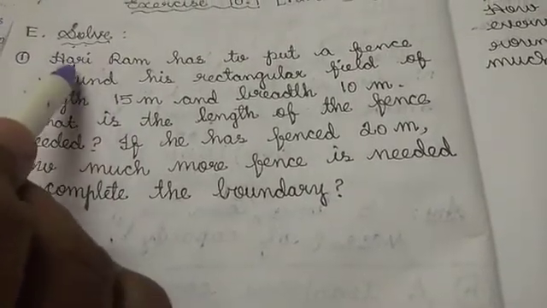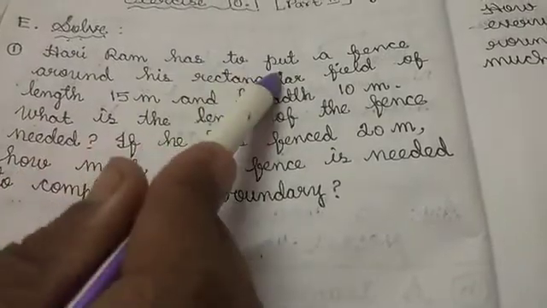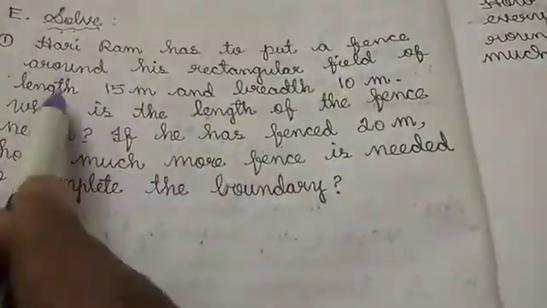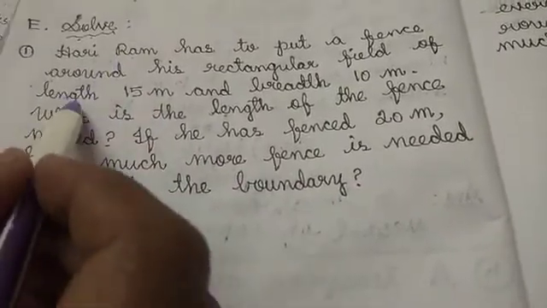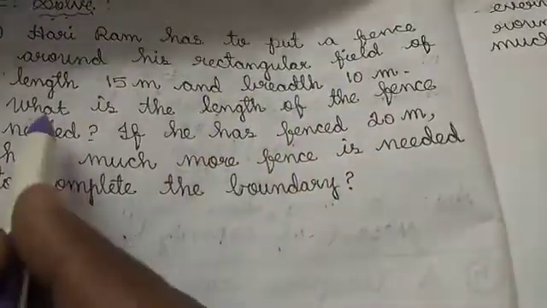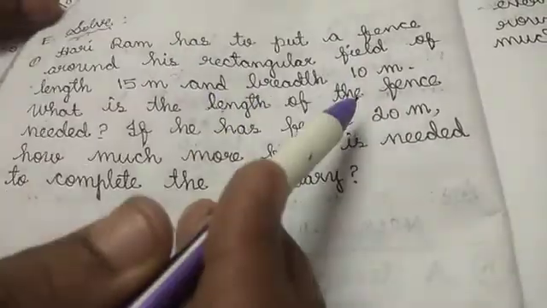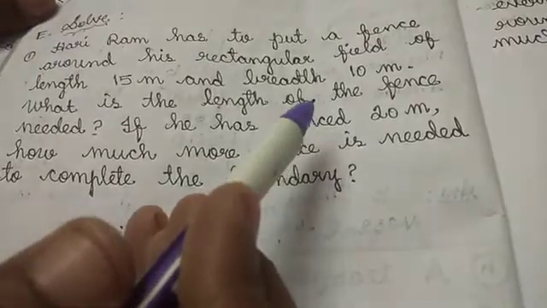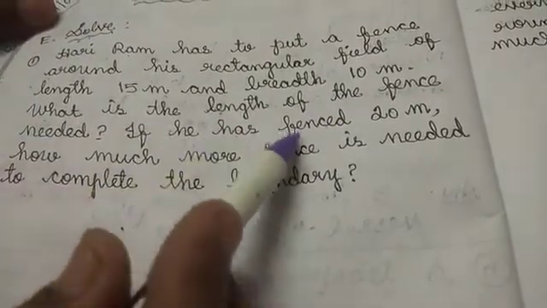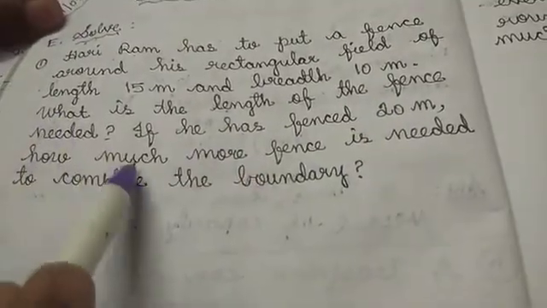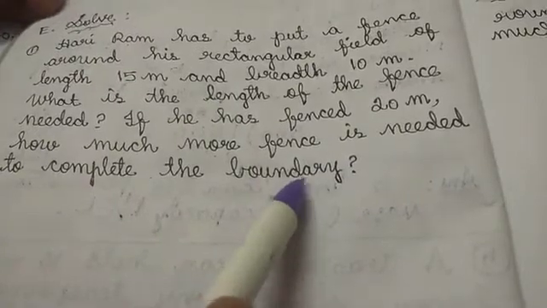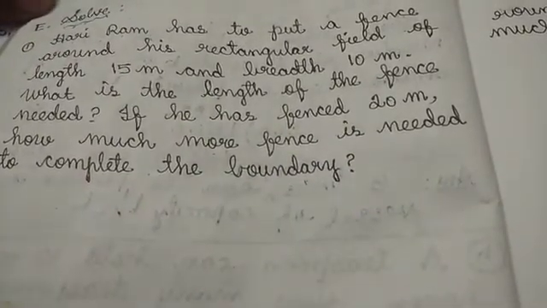Hari Ram has to put a fence around his rectangular field of length 15 meter and breadth 10 meter. What is the length of the fence needed? If he has fenced 20 meter, how much more fence is needed to complete the boundary? This one only we are going to see.